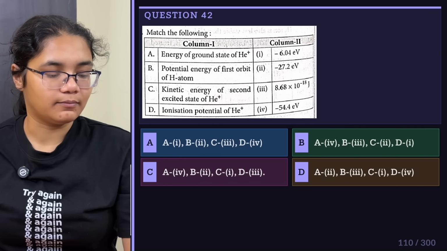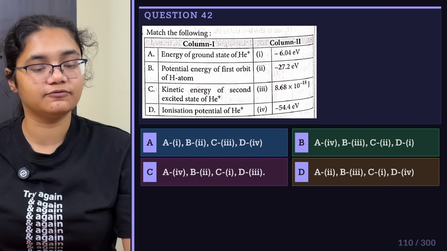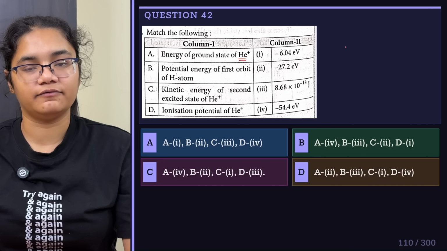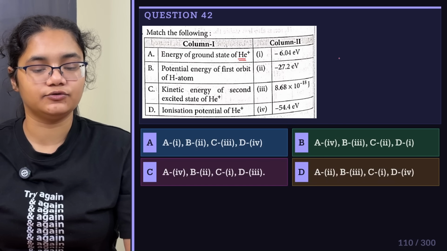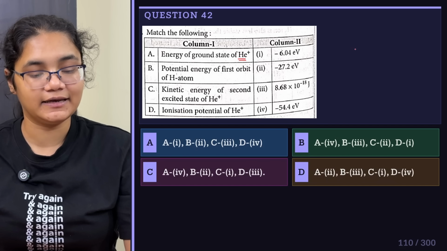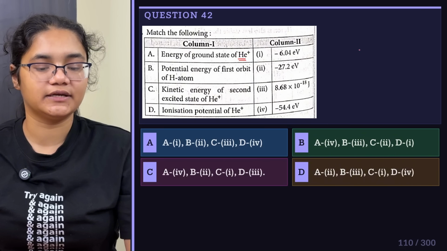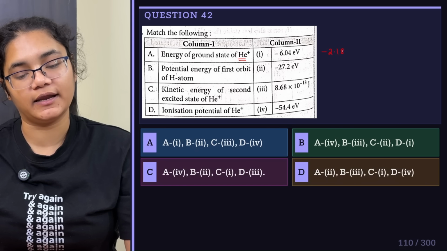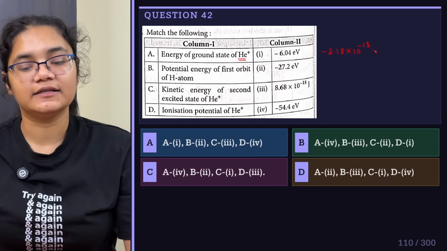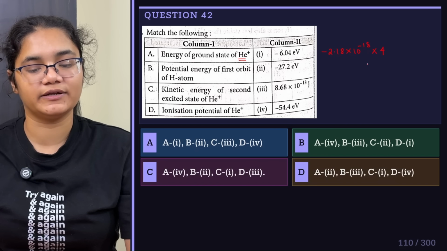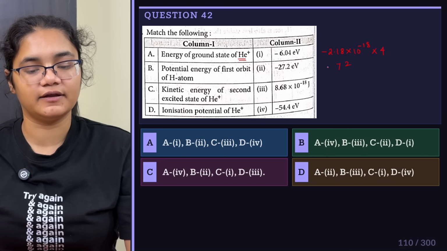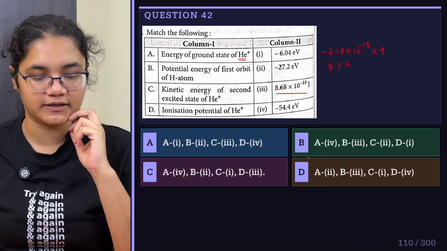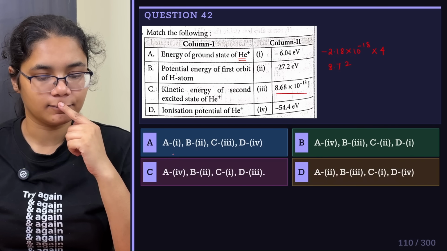Next we have to match the following. Energy of the ground state of helium will be, we have minus 2.18 into 10 to the power of minus 18 Z square by n square. So ground state will be, here we have Z square, minus 2.18 into 10 to the power of minus 18 Z square, right? Helium is 2 squared, 4. So 4 into 2.18 is 8.72. So A has to be 3. Which option is there? A 3.